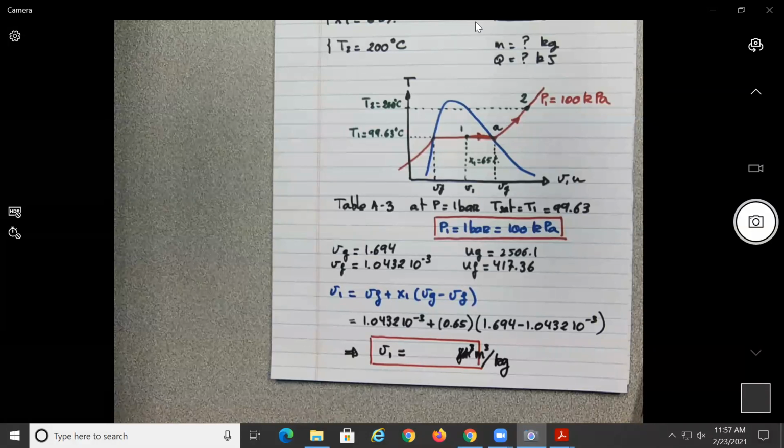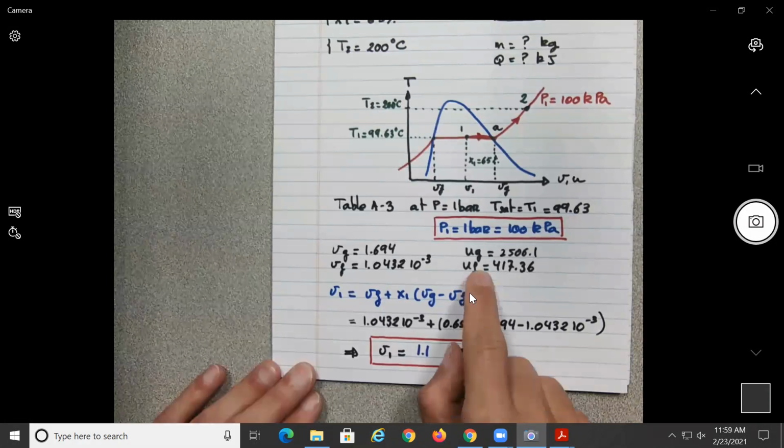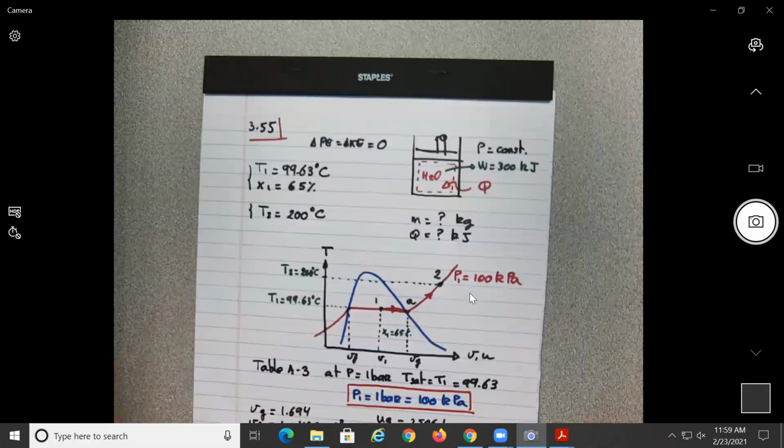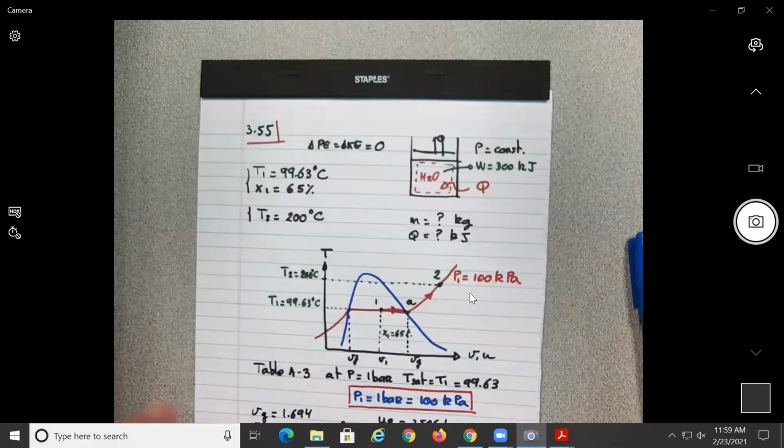Okay, so please do the calculation for V. All right, so they give me the result here, 1.1 cubic meters per kilogram. Here, let's do the same thing, but let's find out what will be U1. So basically, we do exactly the same thing, but for the internal energy.